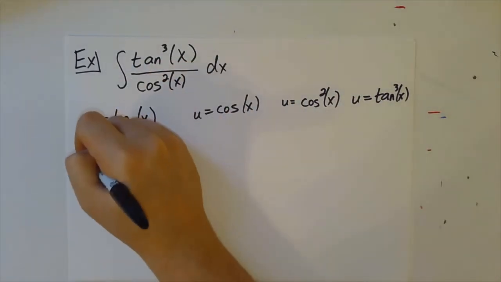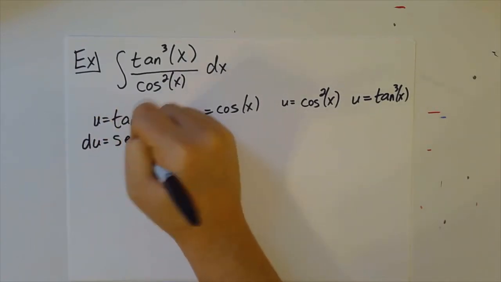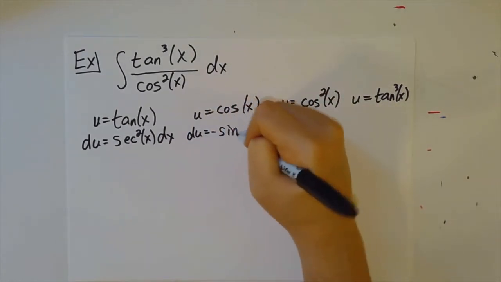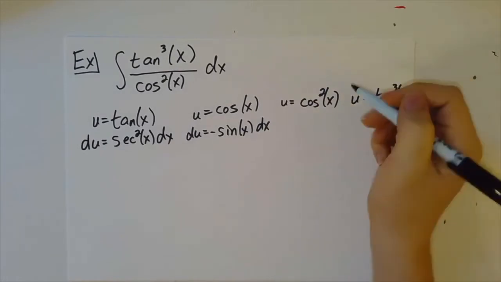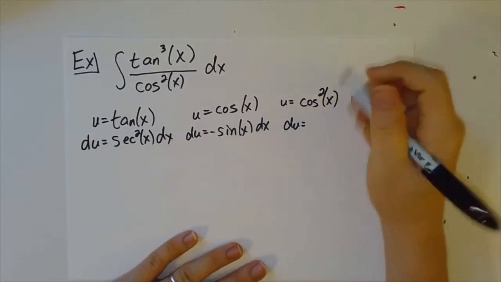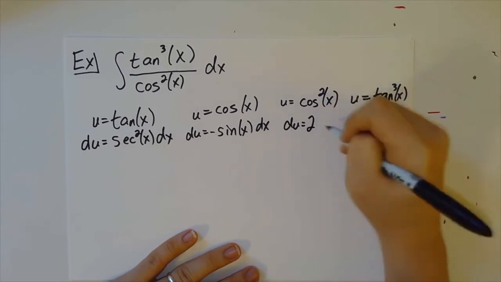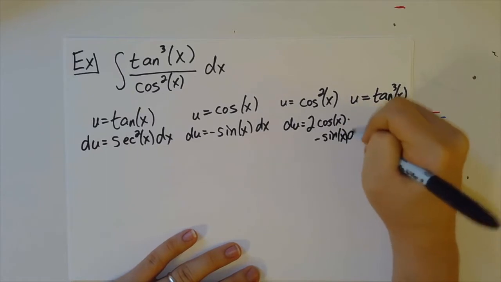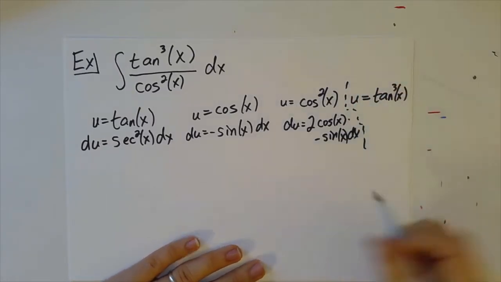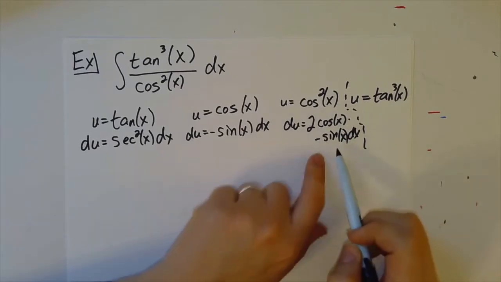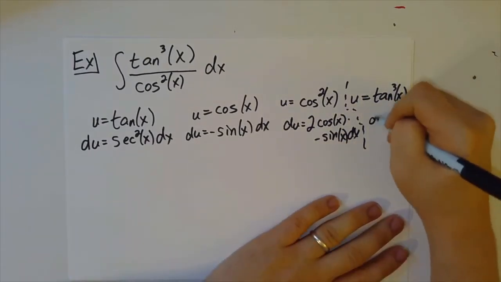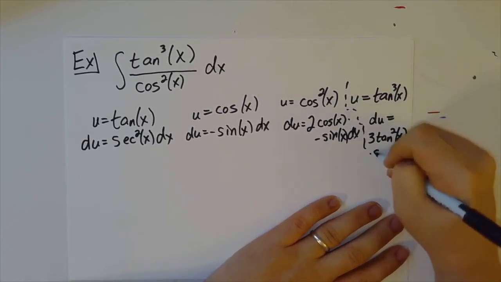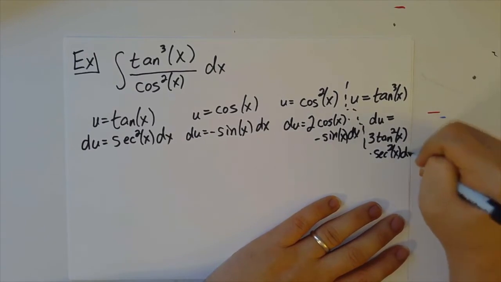Well, I want to calculate what the du's are. For u equals tangent of x, du is secant squared of x dx. For cosine of x, du is minus sine of x dx. For cosine squared of x, du is 2 times cosine of x times minus sine of x dx. That's a chain rule question, by the way. I just skipped to the answer, but if you want to know where this came from, that's the chain rule. And here, du is 3 times the tangent squared of x times the secant squared of x dx.